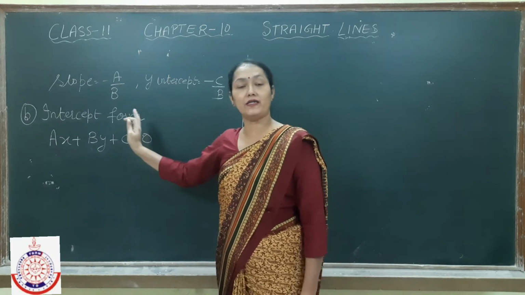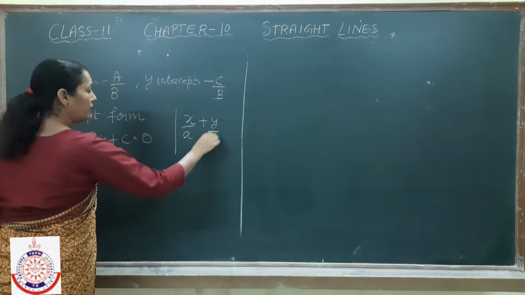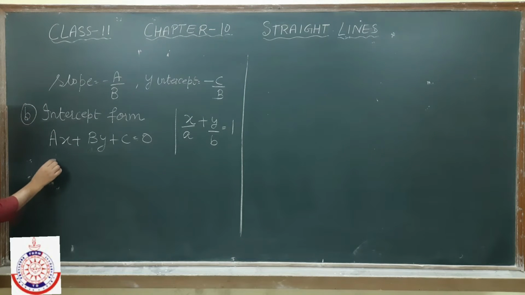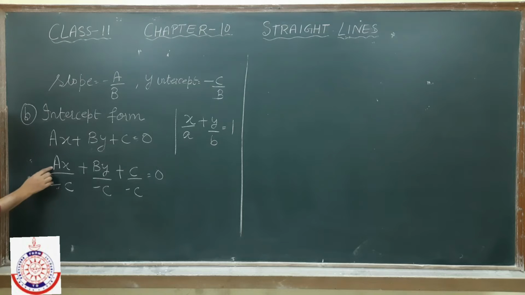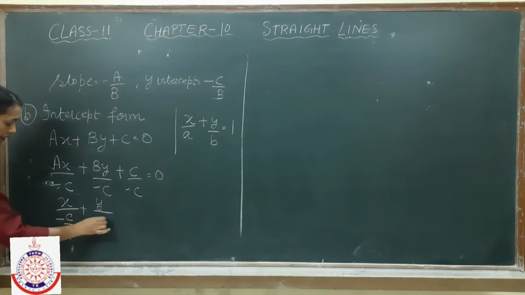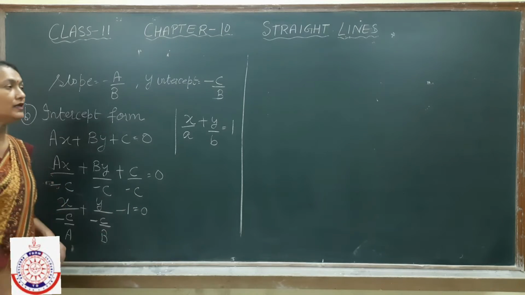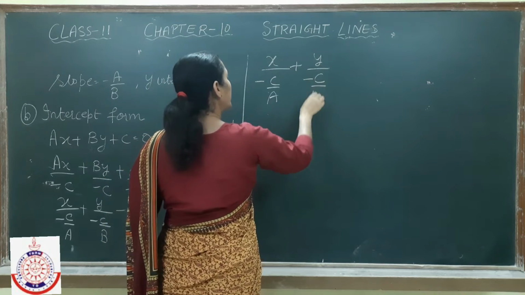Now after slope-intercept form, let us convert general form into intercept form. Intercept form we have studied that it is of this form, x upon a plus y upon b equals to 1. We have to convert this general form to this intercept form. How it can be done? If we divide all the terms with minus c. Now we shift this a, you come here. So it will be x upon minus c upon a plus y upon minus c upon b and minus 1 equals to 0. Now shifting this minus 1 to right hand side, we will be getting x upon minus c upon a plus y upon minus c upon b is equal to 1.